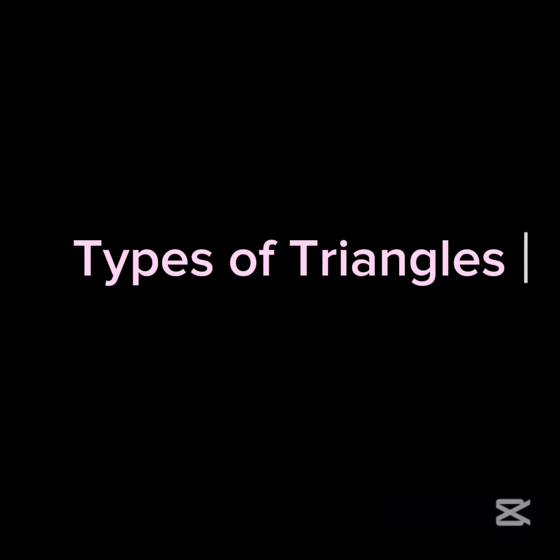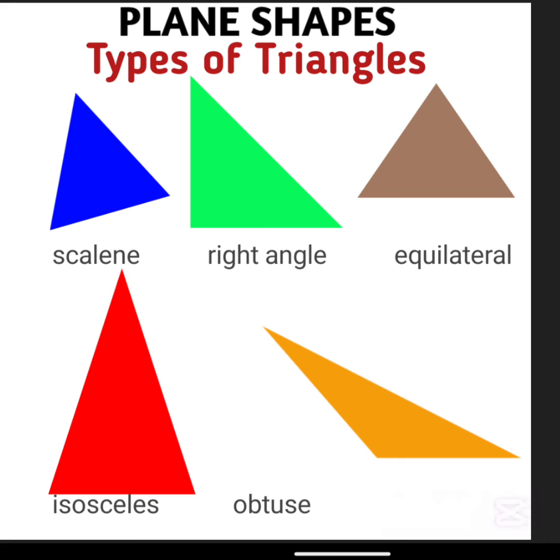Types of triangles. We have 5 basic types of triangles, which are the scalene triangle, the right angle triangle, the equilateral triangle, the isosceles triangle, and the obtuse triangle. The scalene triangle is a triangle that has 3 different sides and 3 different angles, while the right angle triangle has one angle as 90 degrees and the sum of the two other angles is 90 degrees.